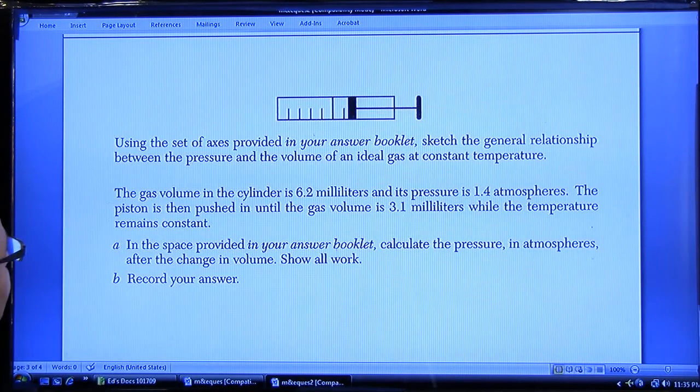It gives you a feeling for it. Using the set of axes provided in your answer booklet, sketch the general relationship between the pressure and the volume of an ideal gas at constant temperature.